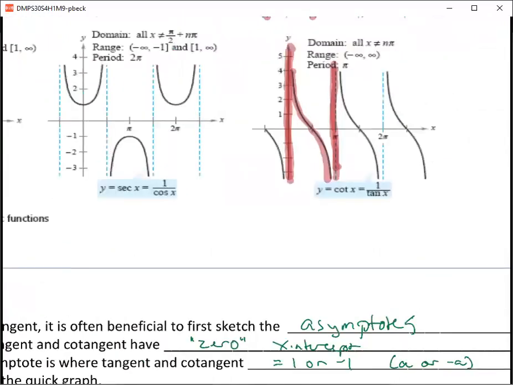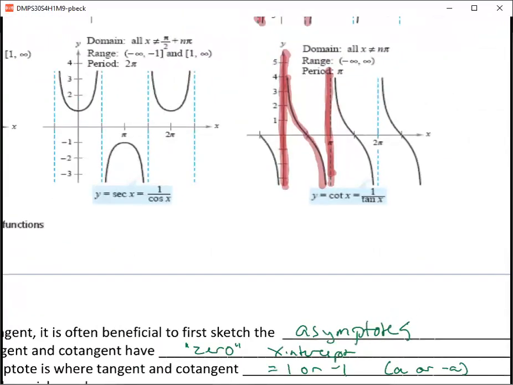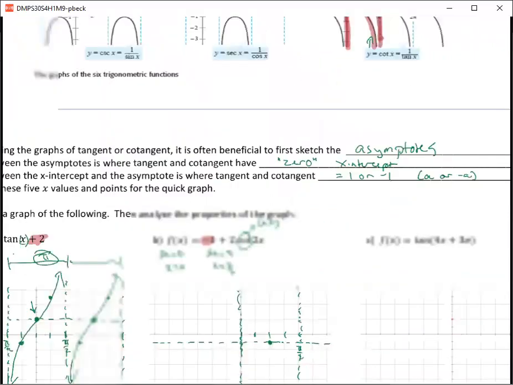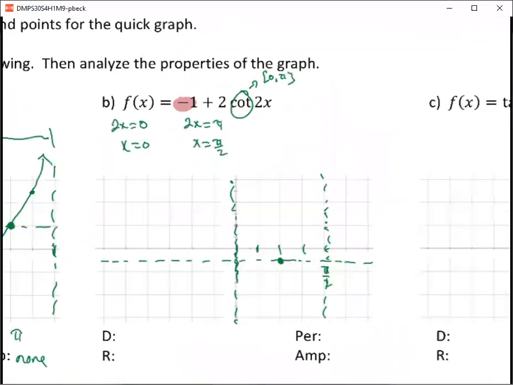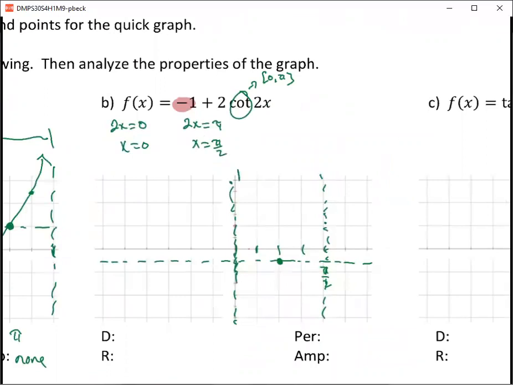Now, cotangent's graph does start off at positive infinity and then goes to negative infinity. So because of that, our cotangent graph will start at positive infinity. But now this amplifier of 2 causes us to be 2 above the equilibrium, halfway in between, and 2 below, halfway in between. So we get our graph that looks like so.